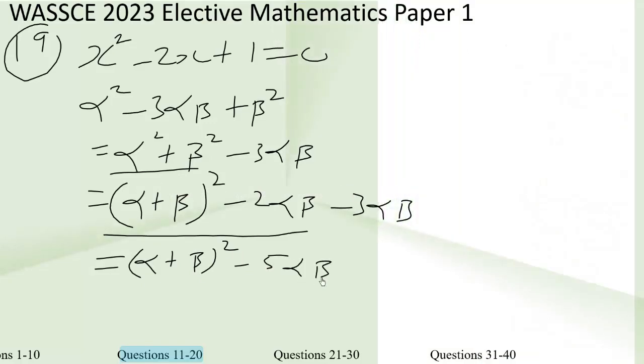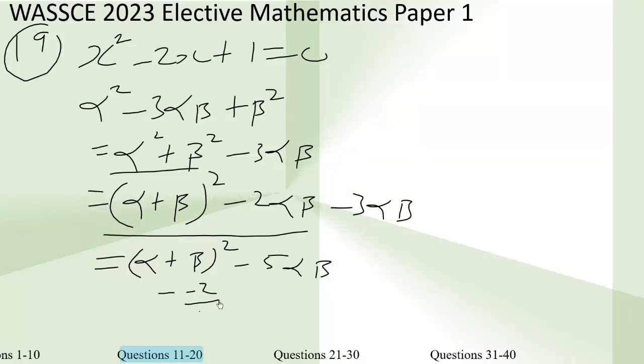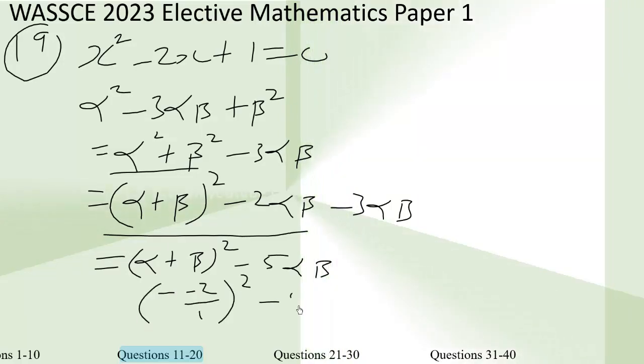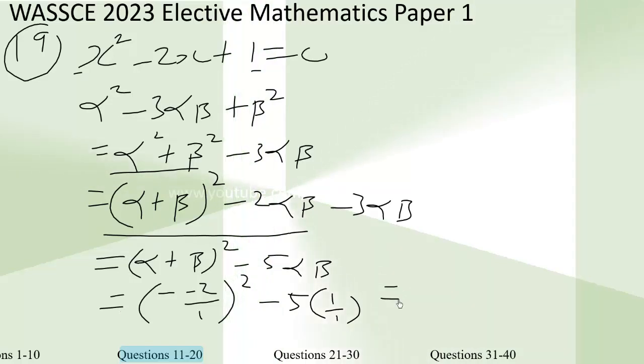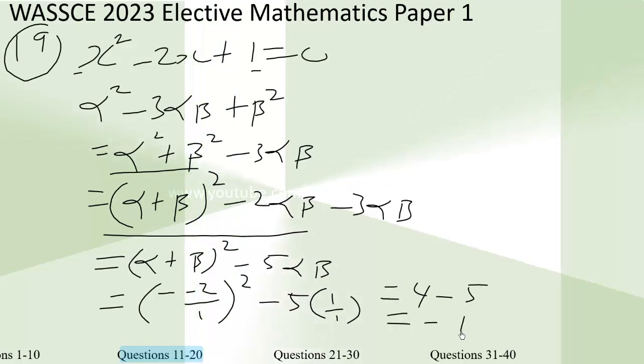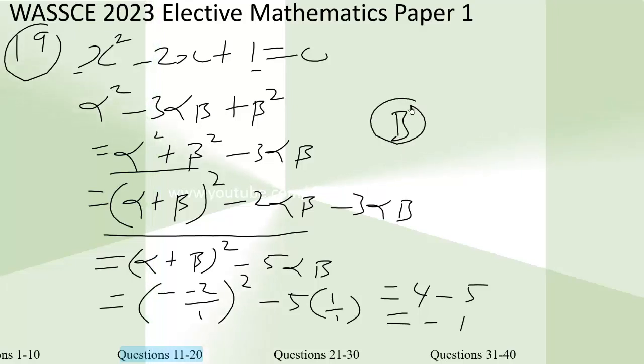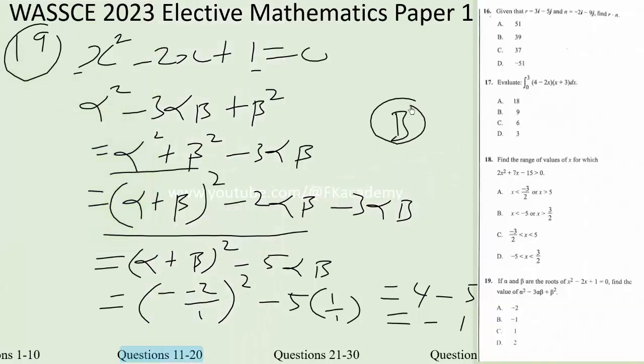So alpha plus beta is minus b over a, which is negative negative 2 over 1, all squared, minus 5 times c over a, which is 1 over 1. So when we simplify this, we are getting positive 2 squared, which is 4, minus 5, and that will give us negative 1. So the correct answer is option B. Then let's look at question number 20.